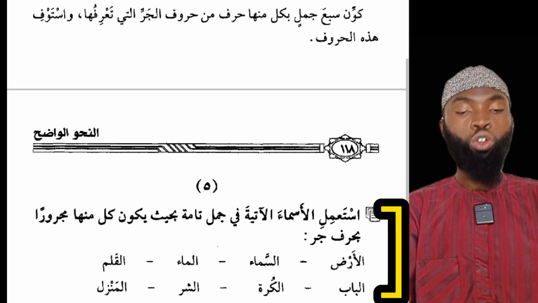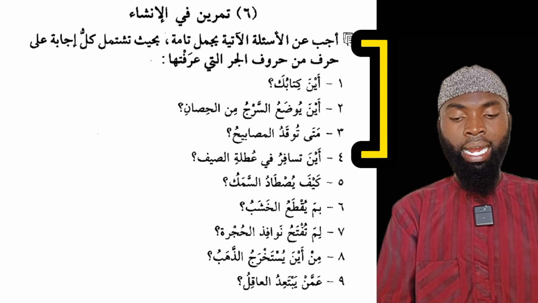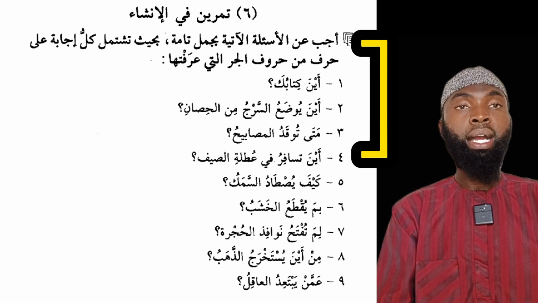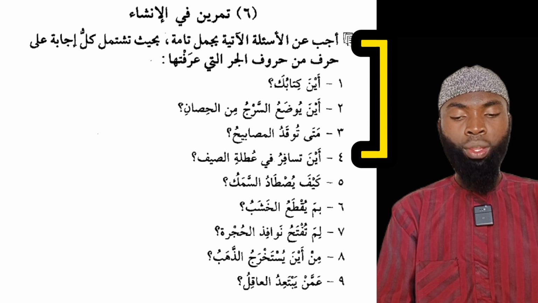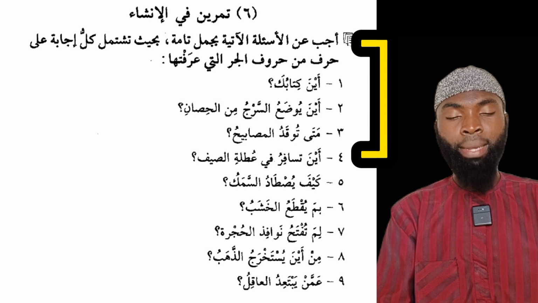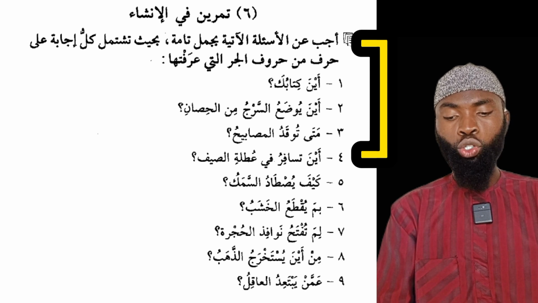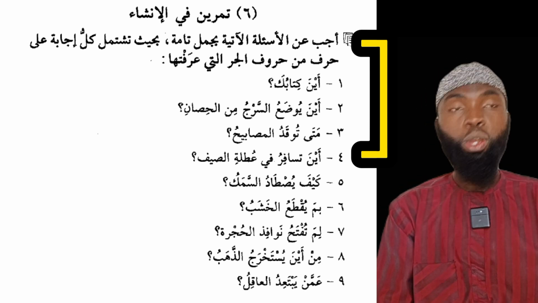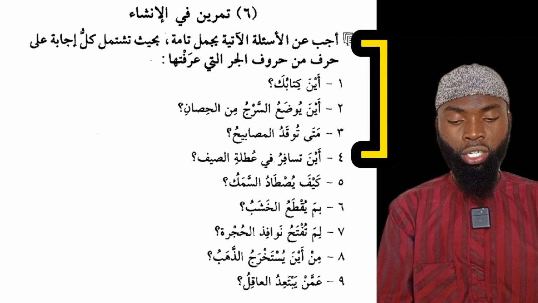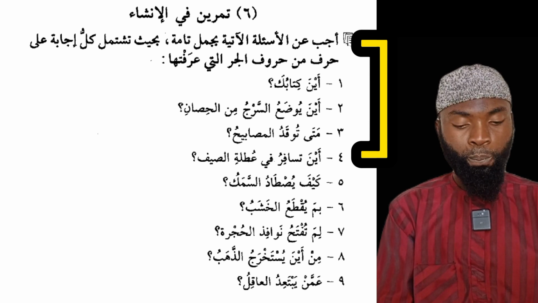Tamrinun fil insha, exercise on composition. The instruction says ajib anil as'ilatil atiya bi jumalin tamma. Answer the following questions with a complete sentence, making sure that each of the sentences you are going to be answering with should contain a harfun min huruf al-jar, a preposition among the huruf al-jar allati araftaha, which you know.